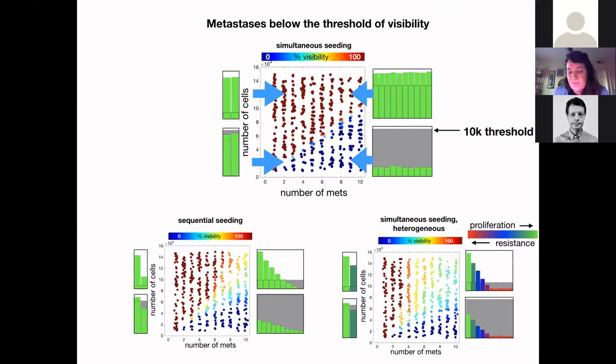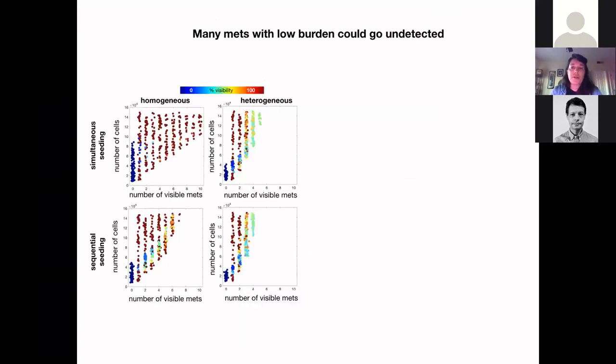But we can't observe this, of course. This is a model, so we can actually see where all these metastases are and how big they are. But if we were to look at something that would be clinically relevant, then we can change this x-axis to be the number of visible Mets. So for the several scenarios that I've already shown you, I'm just showing you with a different x-axis. These are the number of Mets that are actually visible. You start to cut off more of this right-hand side where you have more Mets, but because the burden is low or because they were seeded late, they are not visible.